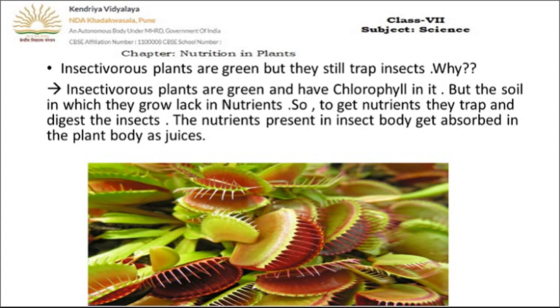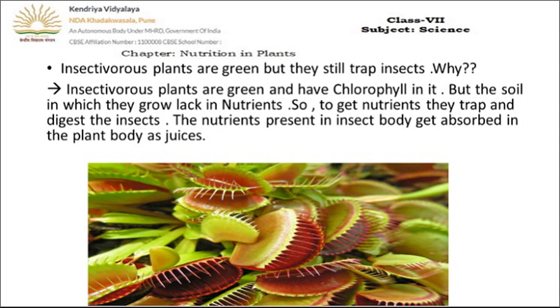Okay. So insectivorous plants are also green in color. Green in color means they have chlorophyll also. But the reason why they trap the insect is, these insectivorous plants are present in such soil where nutrients are lacking. The soil in which the insectivorous plants grow does not have many nutrients. So the plants do not get the complete nutrients. And to get all those nutrients which are lacking in the soil, what does the plant do? The plant traps the insects.